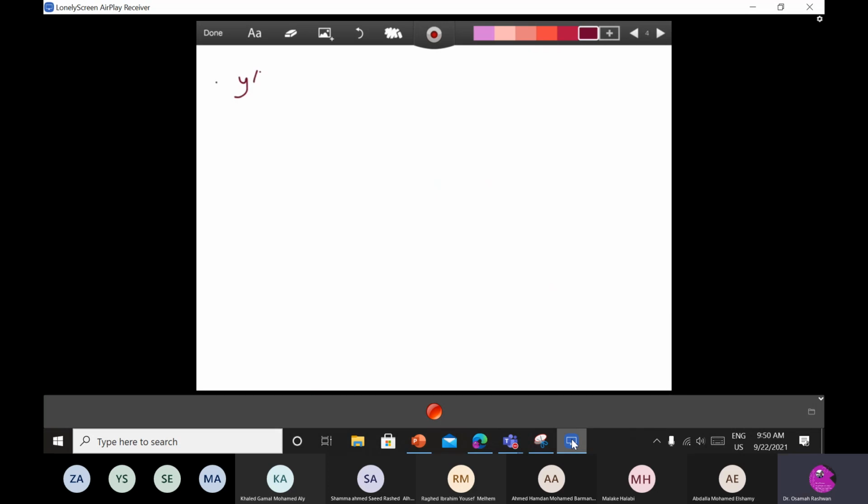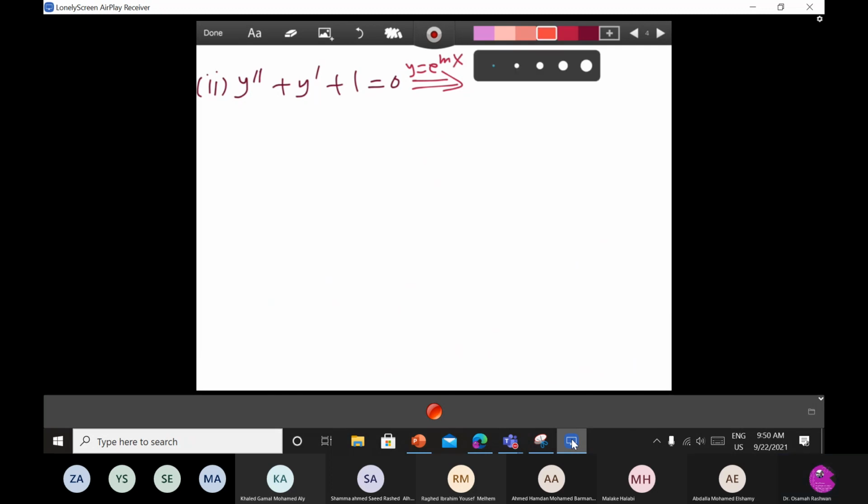y double dash plus y dash plus 1 equal to 0. Straightforward without thinking, I'm just saying y equal to e to the mx. So I will have m squared plus m plus 1 equal to 0. Can you factorize this one? Of course not, right? So a here is 1, b here is 1, c here is 1.